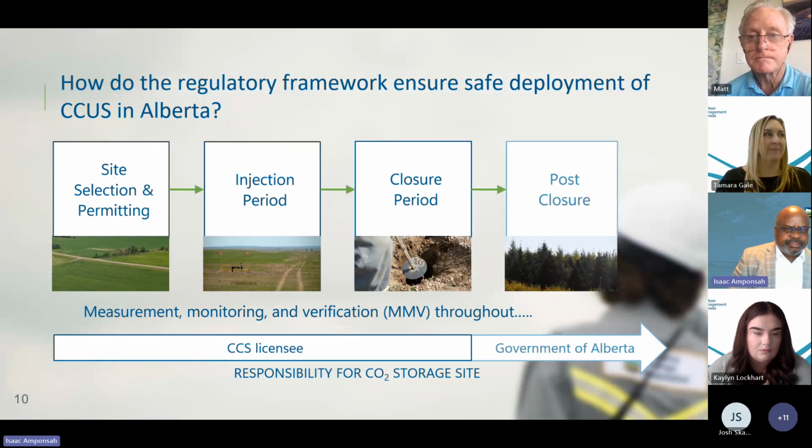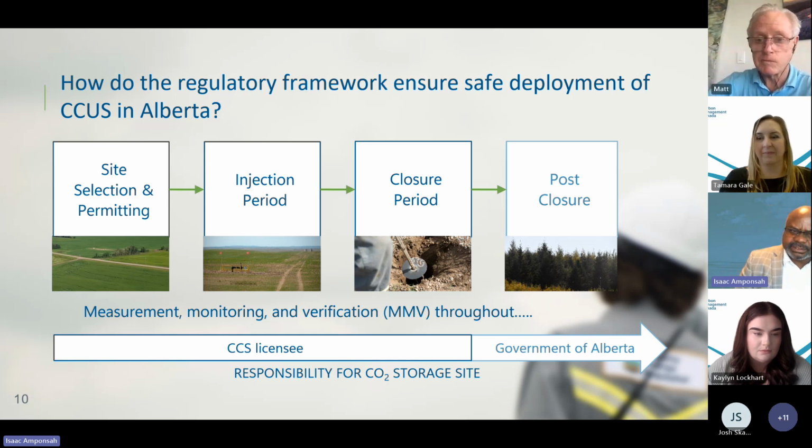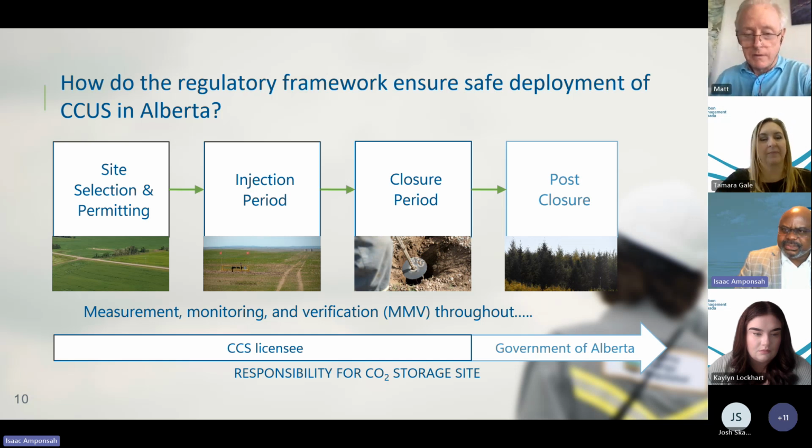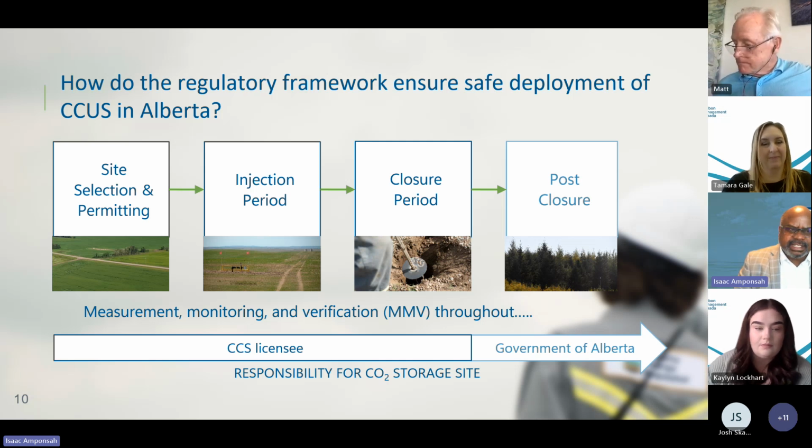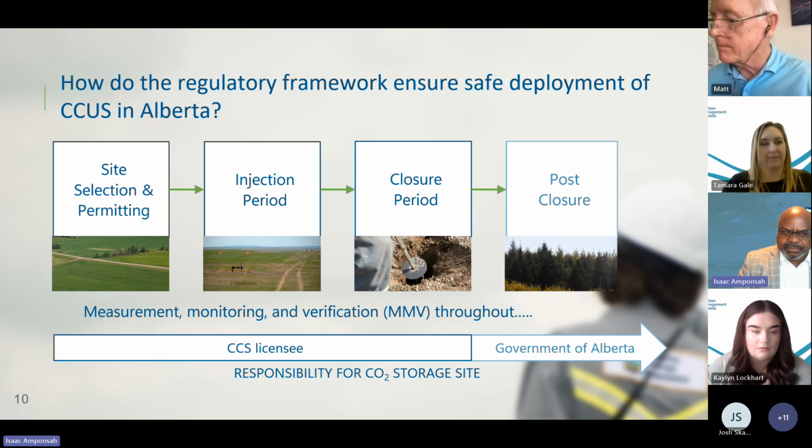So when you look at the framework, how do we ensure that CCS deployment is safe in the province? It starts with the site selection and the permitting stage, where the companies get the evaluation agreement. They have to do their due diligence, characterize the site, ensuring that geologically the CO2 can be contained. There's an adequate seal. They have to demonstrate that to Alberta Energy and Minerals, and they have to demonstrate that to the regulator as well. So we go through that rigorous process, evaluate the applications before they get their permit.